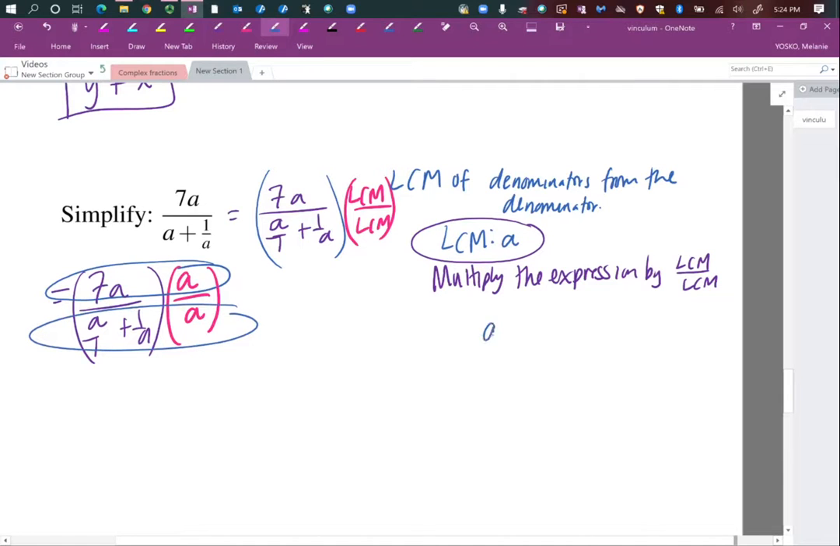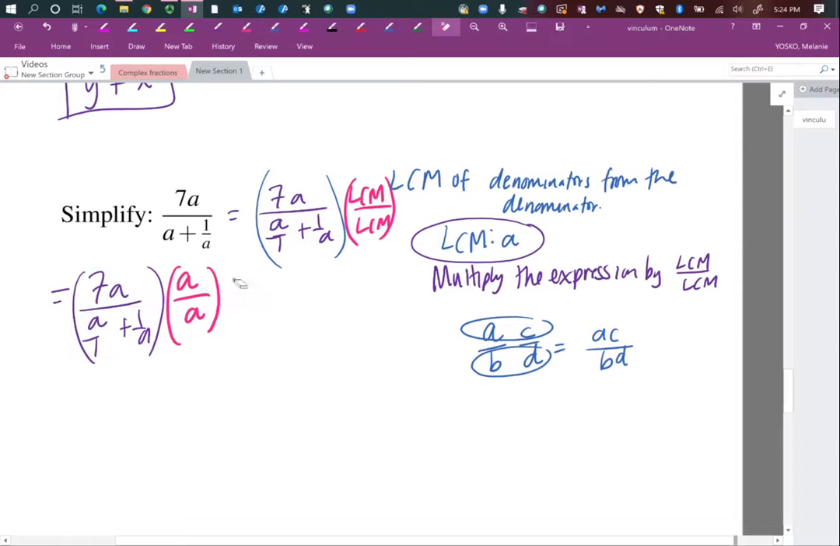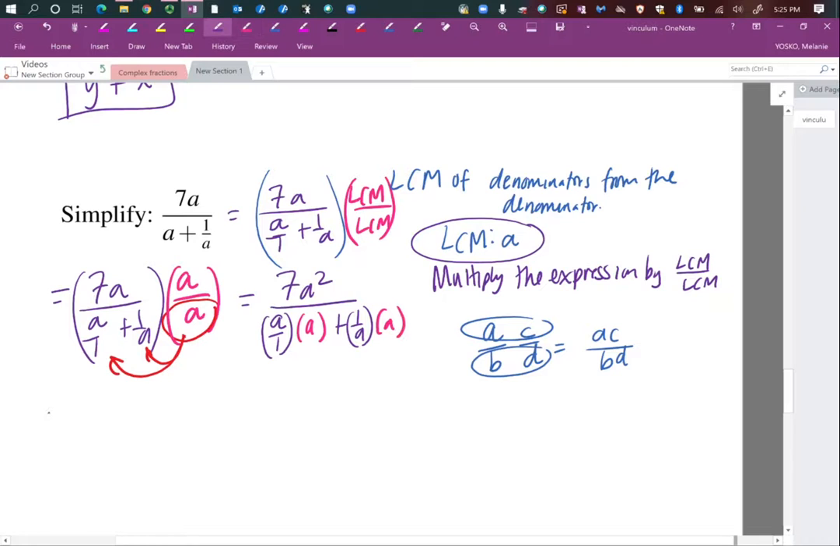When you are multiplying fractions, if you have a over b times c over d, you multiply the numerators to get ac, you multiply the denominators to get b times d. Top times top, bottom times bottom. So when we do that, 7a squared. So in the denominator, we're going to distribute. I'm going to go ahead and leave it this way. We're going to take this and multiply it by that and by that. A over 1 times a plus 1 over a times a.